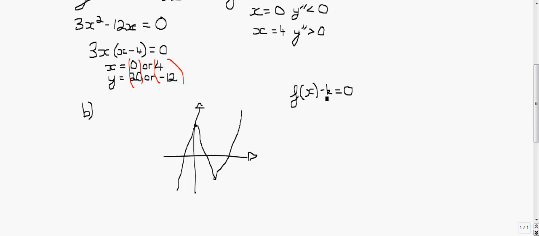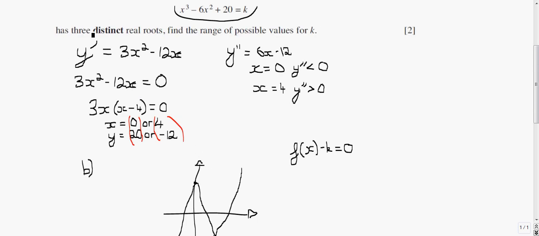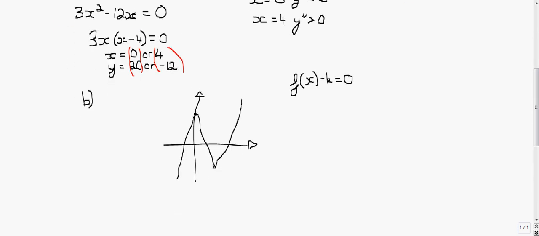Basically, if we have a positive value of k, then this graph is going to move down, and if we have a negative value of k, the graph is going to move up. And we've got to find how big or small k can be to have 3 distinct real roots. Well, what are the conditions on the graph for this? To have 3 distinct real roots for this equation, we've got to have the graph crossing the x-axis at 3 points, as this graph does at the moment. So how far can we move it down before that's no longer the case.